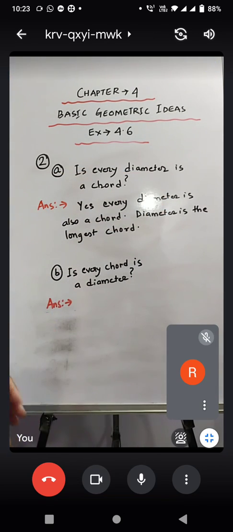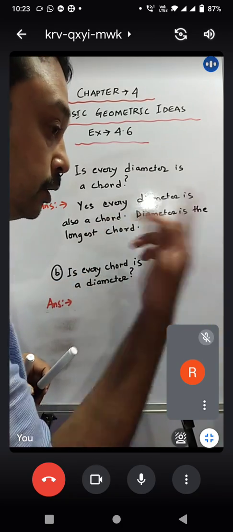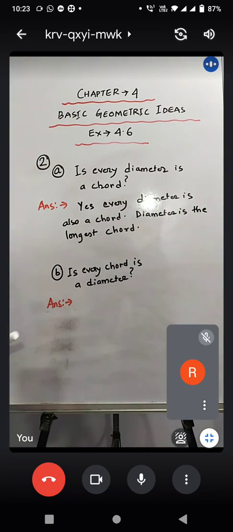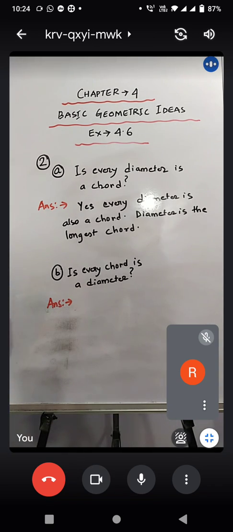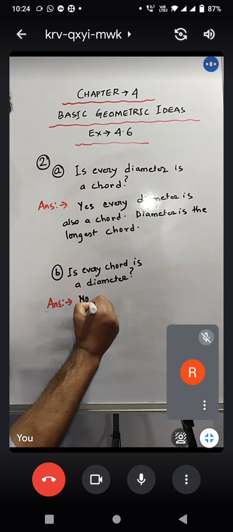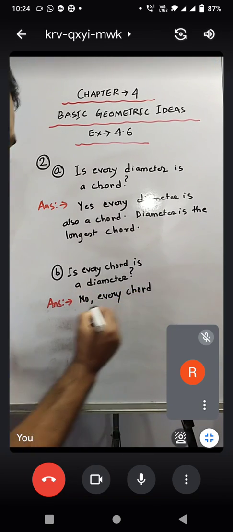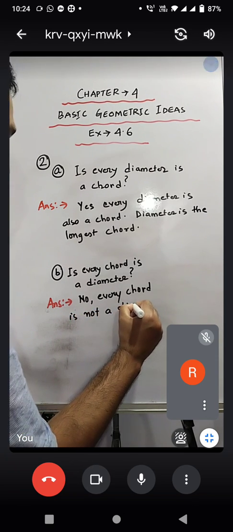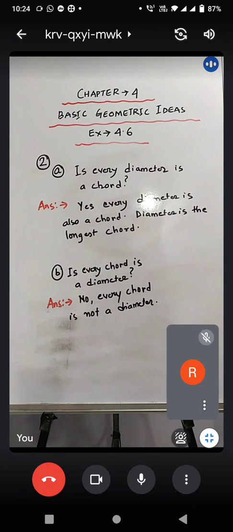Fine. Now what is the second question? Is every chord a diameter? No, because every chord does not pass through the center. So every chord is not a diameter. So we will write no, every chord is not a diameter. So this is the solution of question number 2.